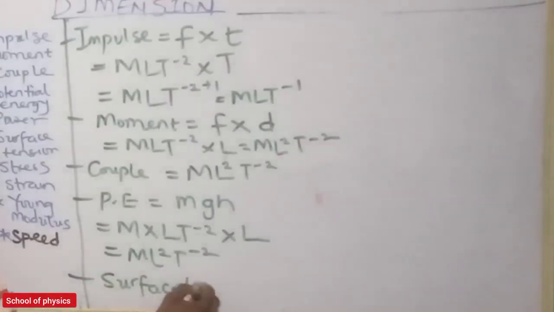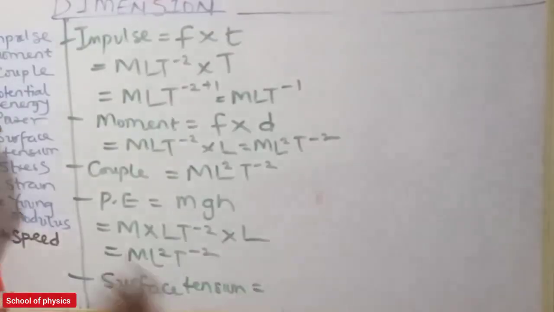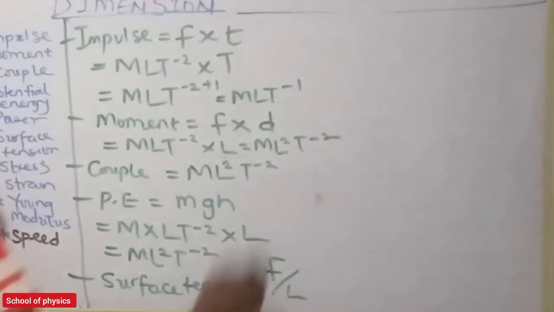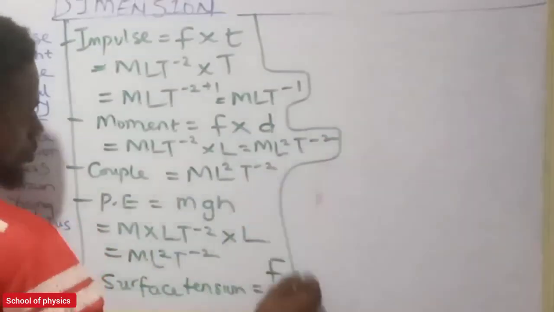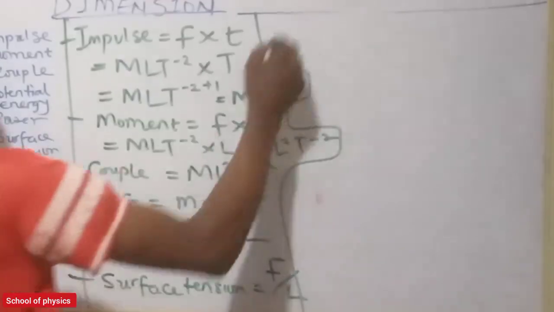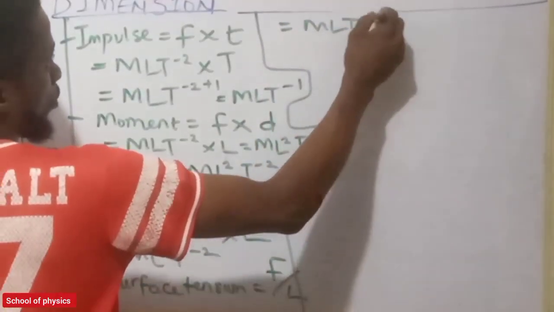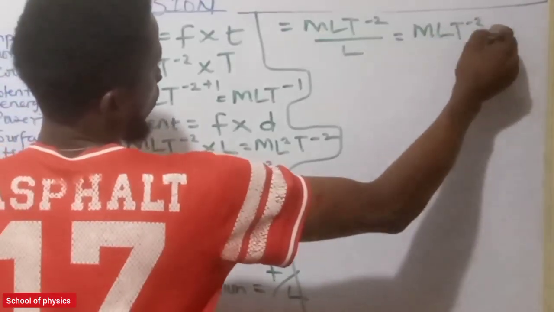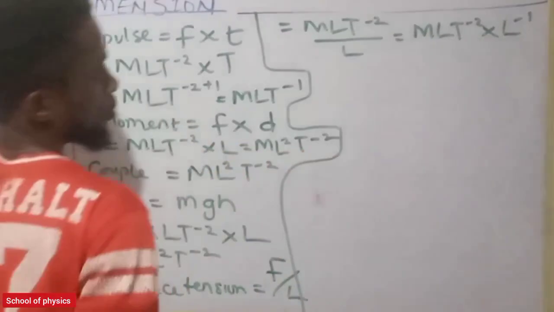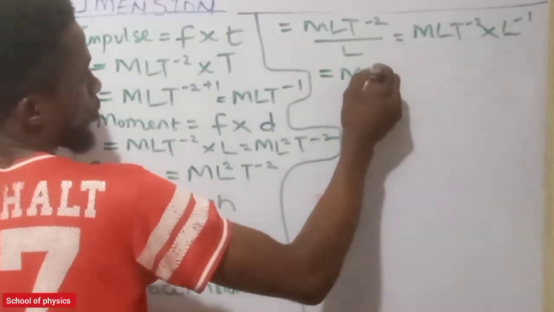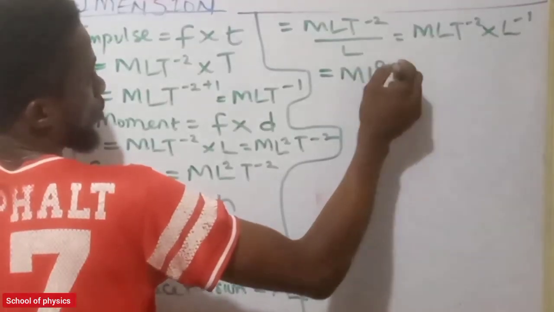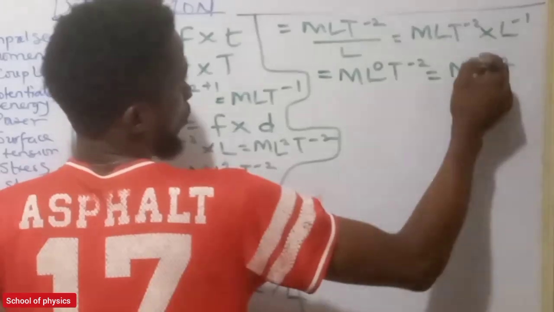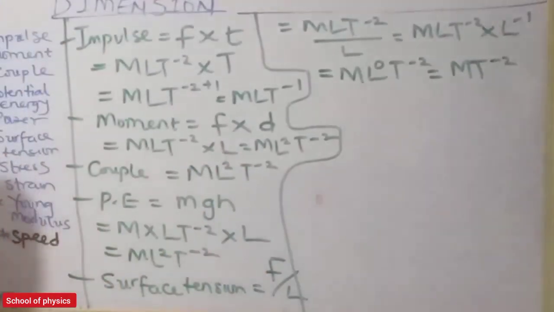Surface tension is the force per unit length acting perpendicularly on the surface of a liquid. So we are going to work with that definition, force per length. In writing out the dimension, force is MLT^-2 over L. So that should be M L T^-2 times L^-1. So if you pick out L, it will become 1 minus 1, which is 0. So that will be M L^0 T^-2. Anything raised to the power of 0 is the same thing as 1. So that becomes MT^-2.